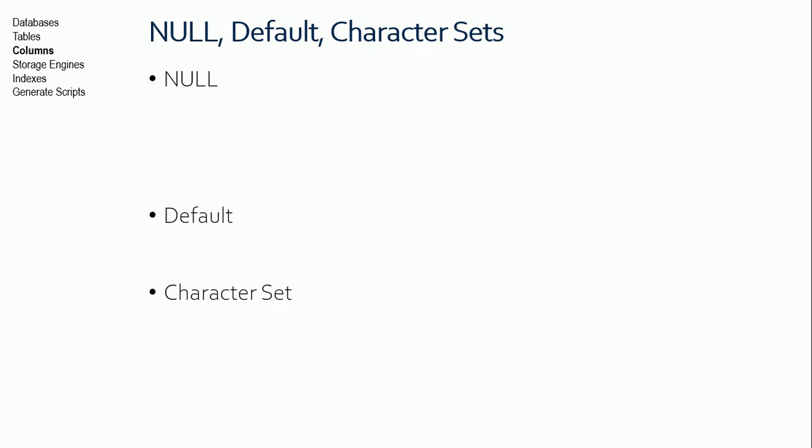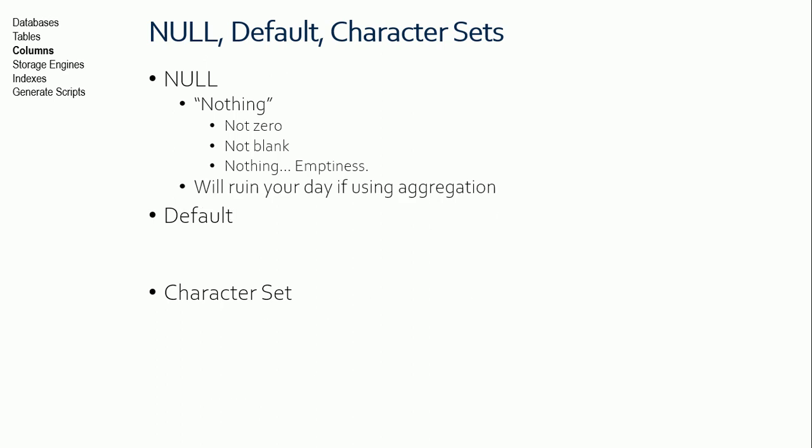Next, I want to talk about some other special values or special character or special attributes about columns. One is null. What exactly is null? Null means nothing, right? Don't get that confused with 0 or blank, like a blank string. It is literally nothing. It's emptiness, right? There's nothing there. So null means that there is nothing there. It's a little bit different than 0 or blank. The thing about nulls is sometimes nulls will ruin your day.